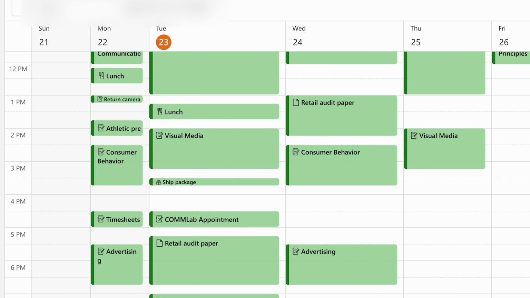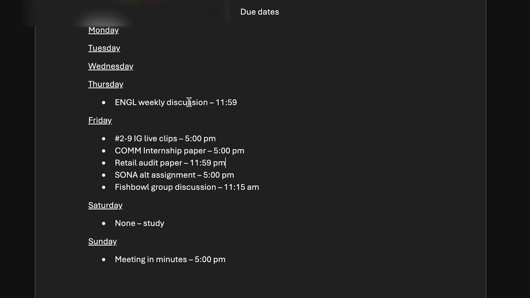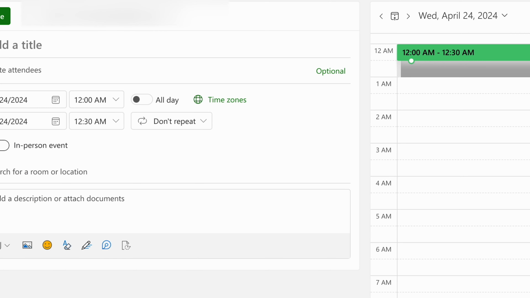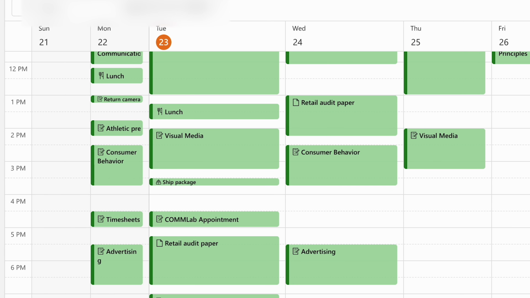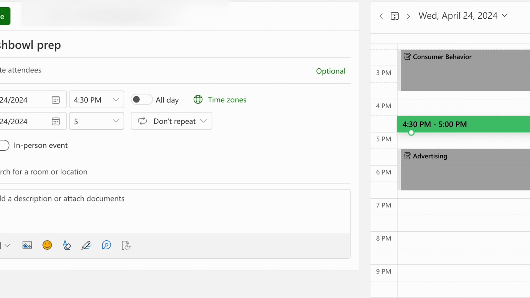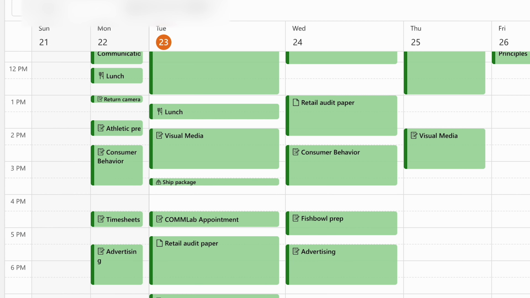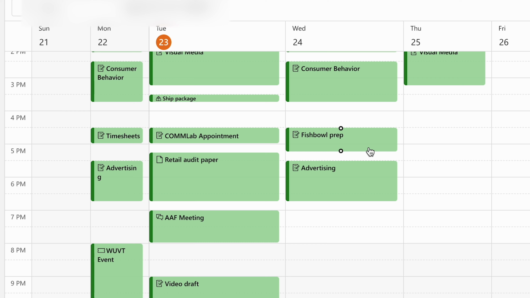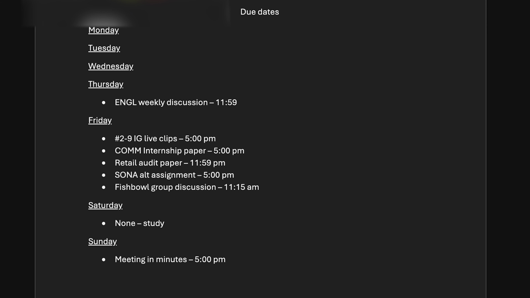And then, as you see right there, after my second class, I'll be prepping for my fishbowl group discussion that's on Friday. I need to do some research and organize my points so that it flows well. It's a pretty simple task. I'll do this for about 45 minutes before my third class, just so I have some time to get to class as well and get home. It's right there, as you see.